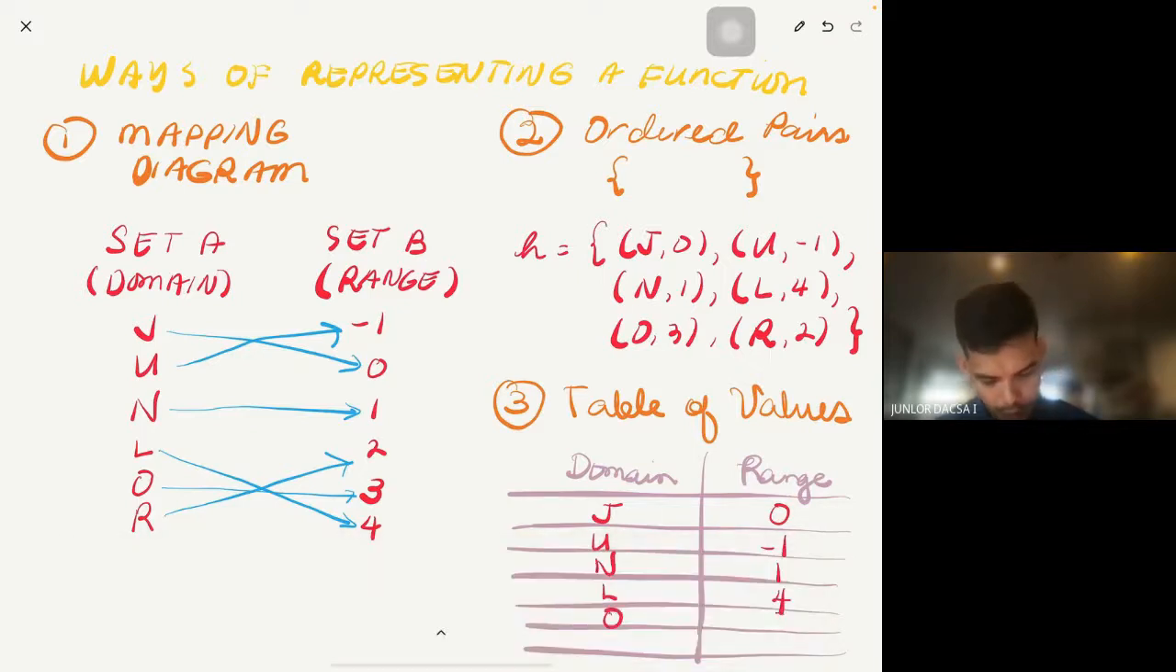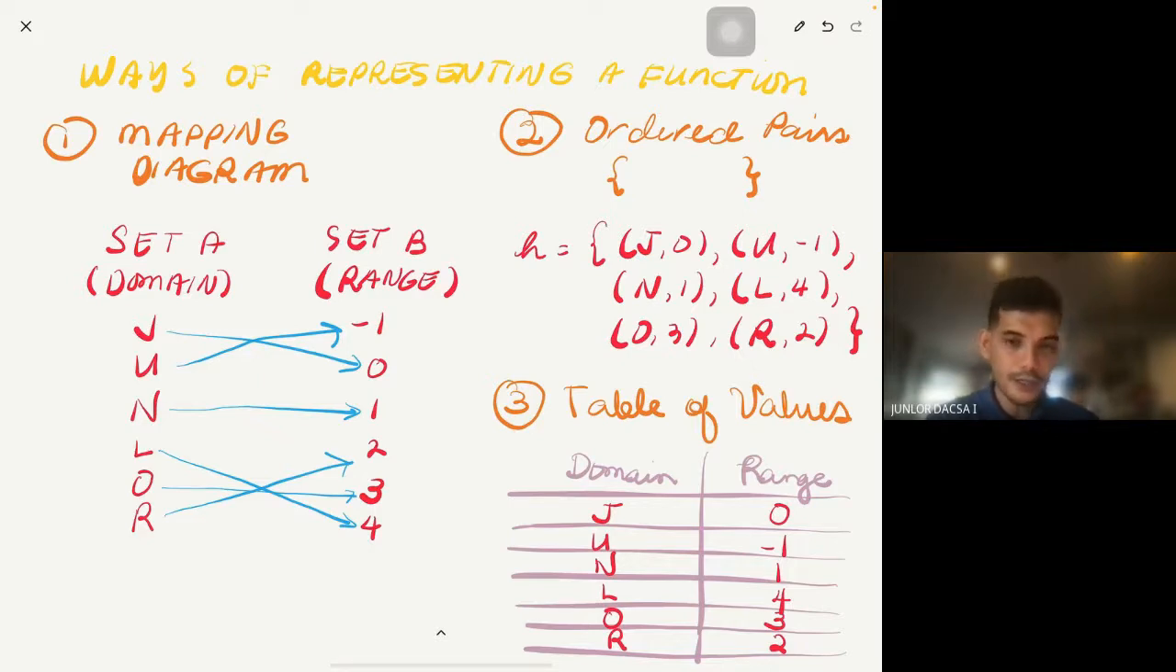O, 3, and then R, 2. So as you can see, we convert the mapping diagram to ordered pairs to table of values, because these are the different ways of representing a function. These are common representations of a function.